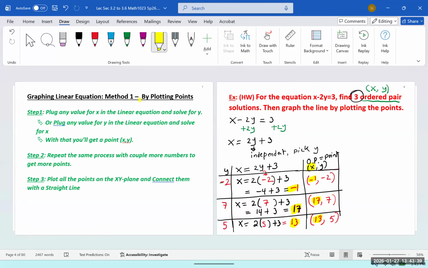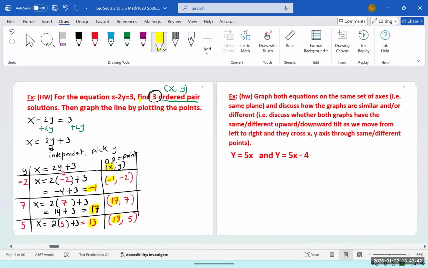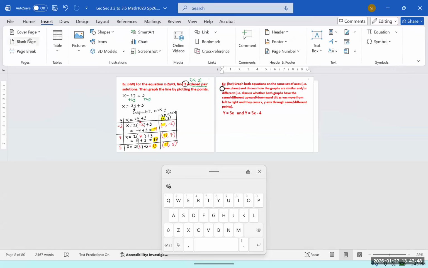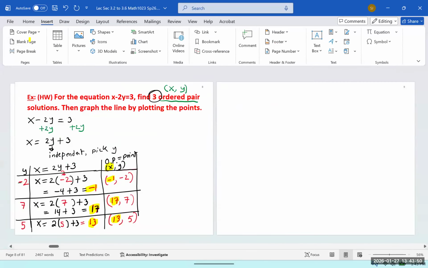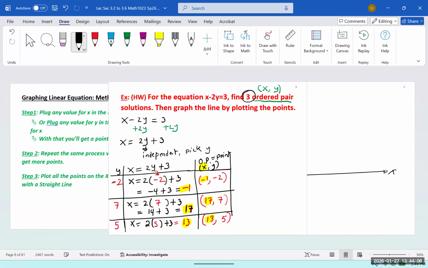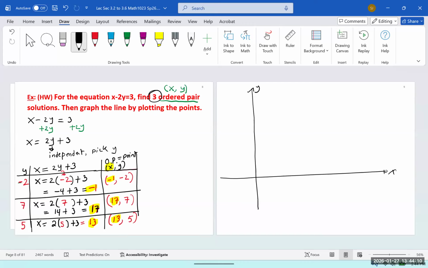Once you have found your points, you are done. Now you're going to plot them. So let me get a paper insert. Let me plot these points. 13, 17, so more on the right side. These are x, these are y. The first one is -1, -2. Our x value is -1, our y value is -2. So this is our first point, -1, -2.